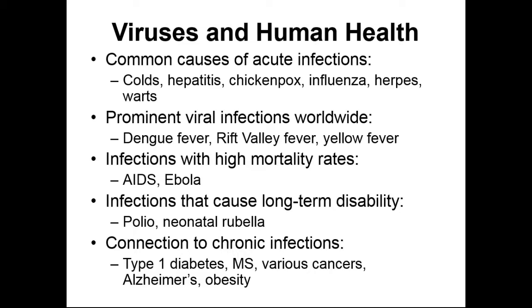These prominent viral infections are now present worldwide, but were first isolated from the specific geographic region that they're named for. So we can have the dengue virus, the Rift Valley fever infection, or yellow fever. Infections that have very high mortality rates, so that you have a very low chance of surviving, include the AIDS virus and the Ebola virus. And infections that can cause long-term disability include polio or neonatal rubella.